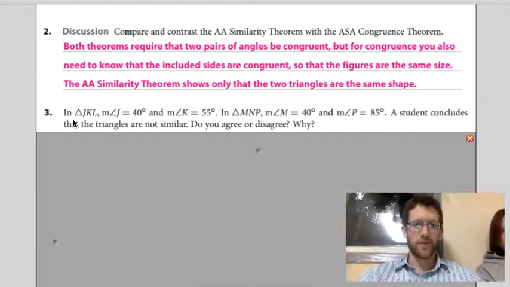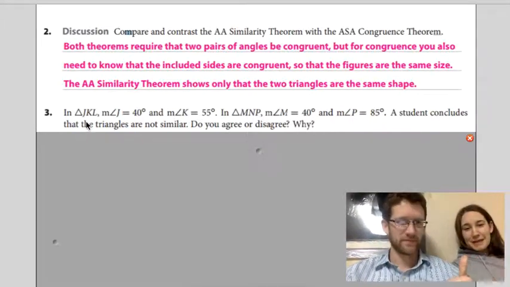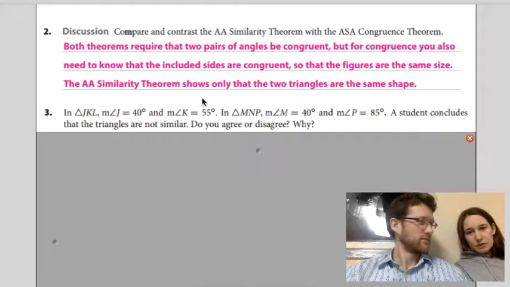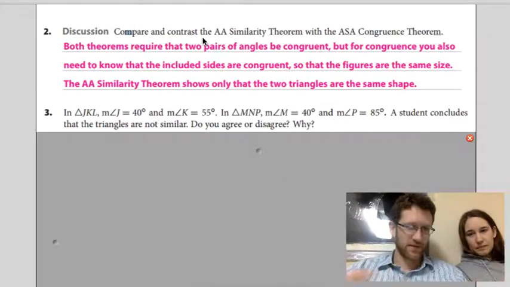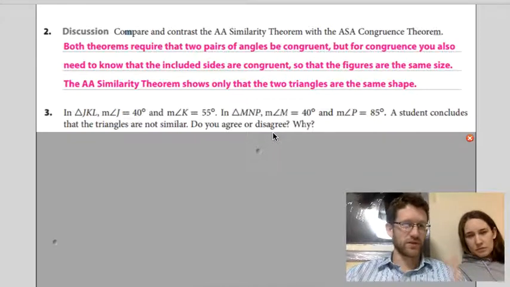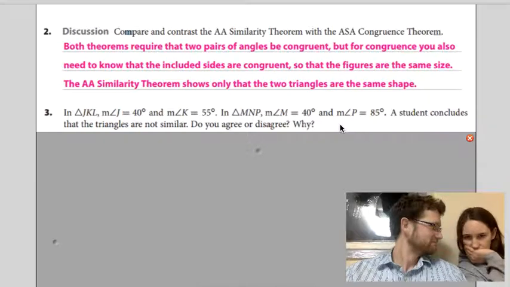Here's a question for you. We have triangle JKL. You with me so far? Okay. Angle J is 40 degrees. Angle K is 55 degrees. We have another triangle, MNP, right? Angle M is 40 degrees. Angle P is 85 degrees. A student concludes that the triangles are not similar. Do you agree or disagree? Why?